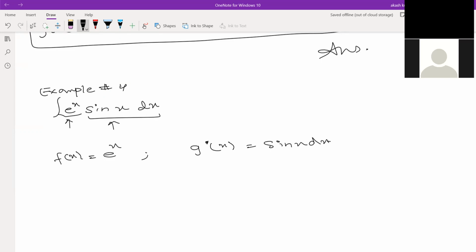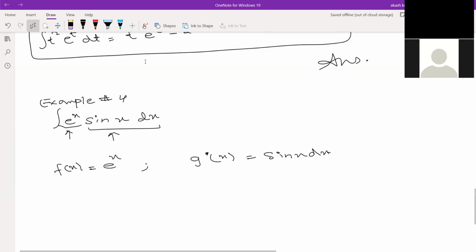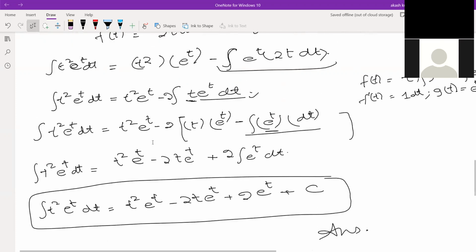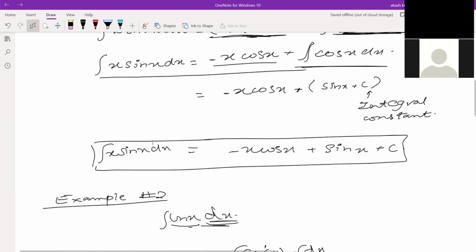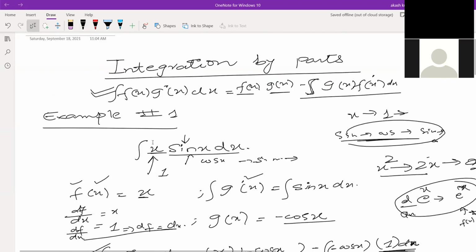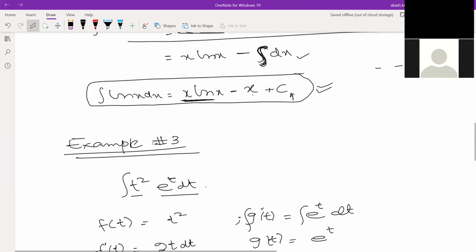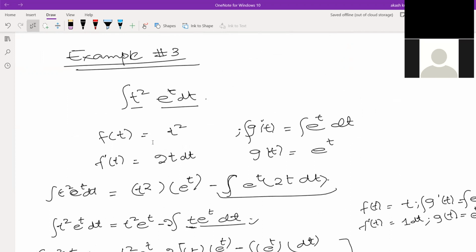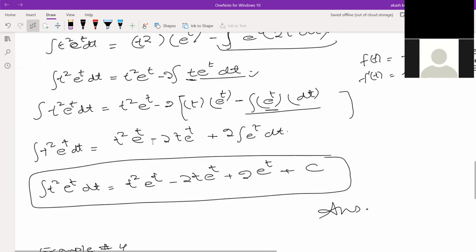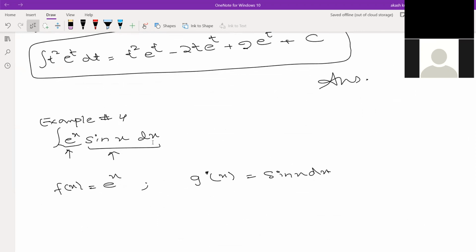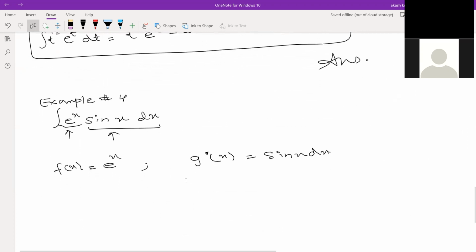If we take e^x as f of x, or if we take sin x dx, what difference does it make? In the previous examples, we had knowledge of why we should choose t square as f of t, or ln x as f of t, or x as f of x. But in example number 4, both functions are irreducible. So let's take f of x as e^x and g dash of x as sin x dx.